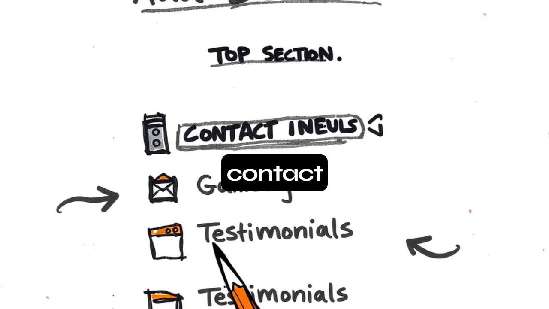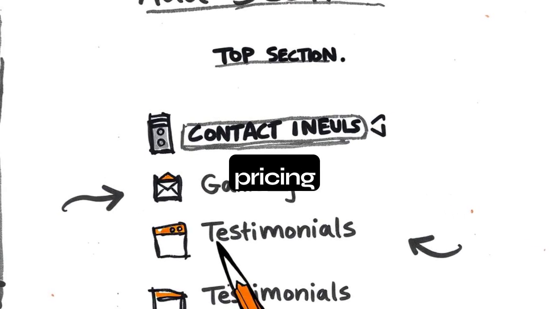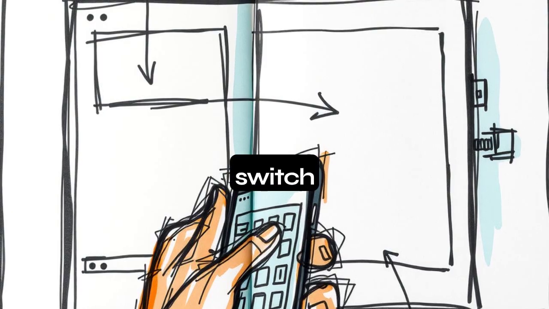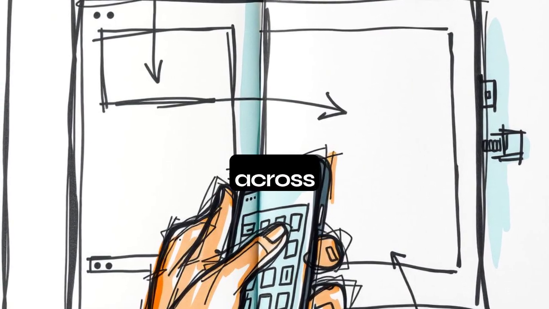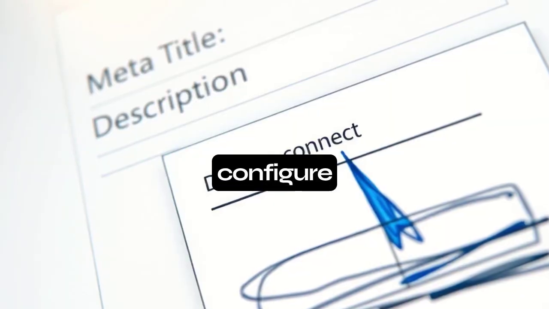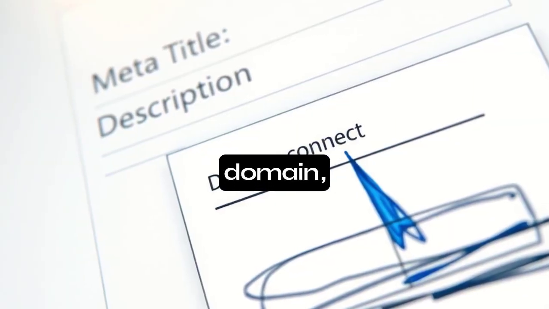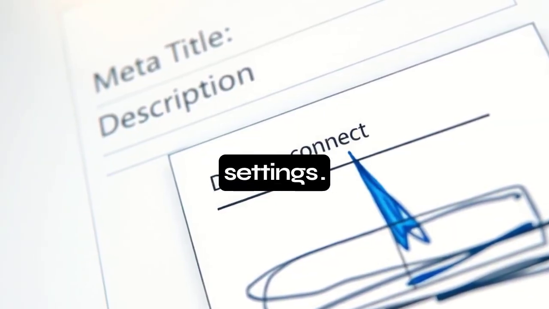Add sections like contact forms, galleries, and pricing with a single click. Switch to mobile preview, tweak layouts, and ensure responsive design across devices. Configure SEO basics, connect your domain, and set site analytics and settings.